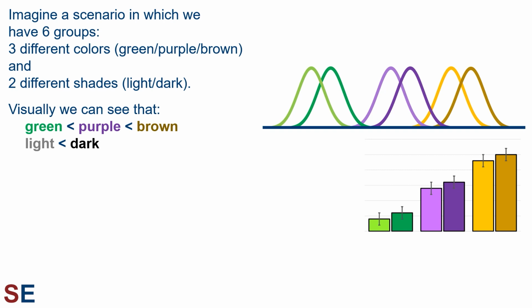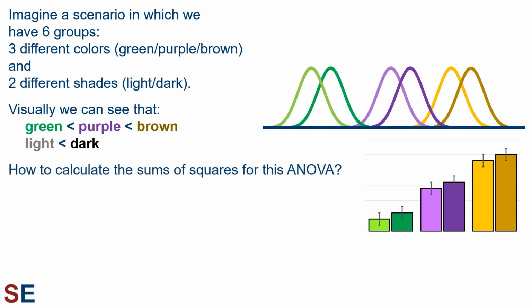Keep in mind that mean sums of squares and variances are the same thing. The basic idea is the same as for the one-factor ANOVA, but instead of comparing a single mean sum of squares among to the mean sum of squares within, we'll have mean sums among for the two factors and an interaction. Okay, so how do we calculate the sums of squares for this ANOVA?